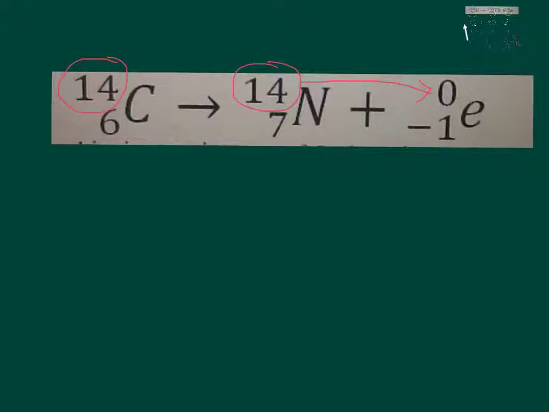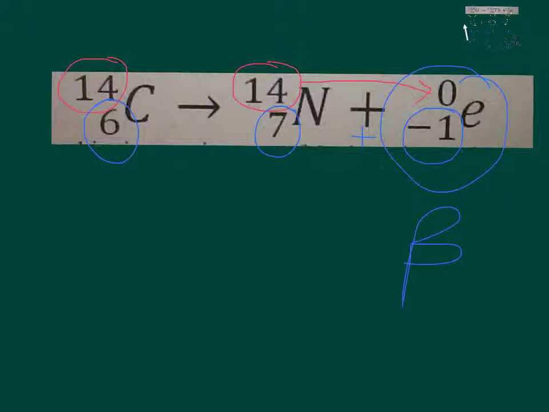On this side, we've got to make it equal, so we've got 6 here on the bottom. We've got 6 on the bottom here, and that equals 7 plus minus 1. 7 plus minus 1 is 6. 7 minus 1 is 6. So you can see it's balanced, and that's where the minus 1 comes in. And you need to know that this thing here is beta.